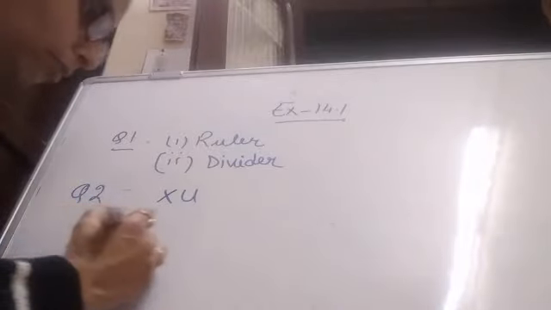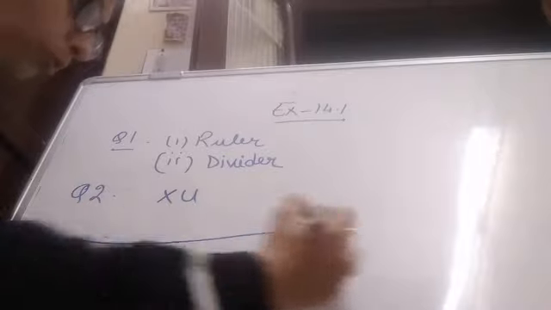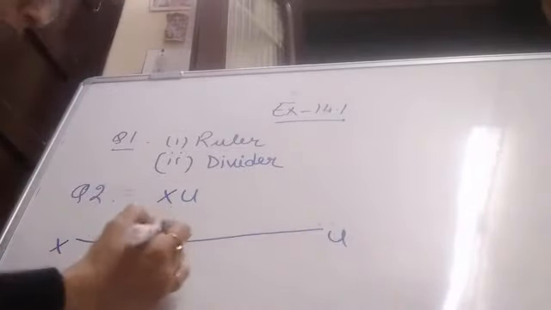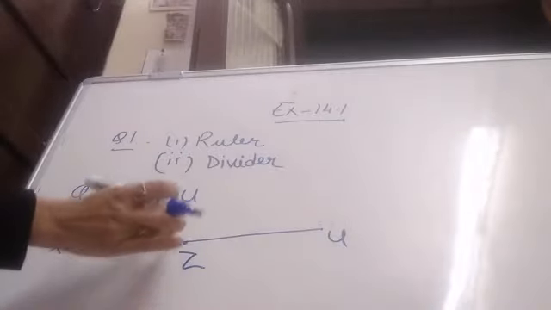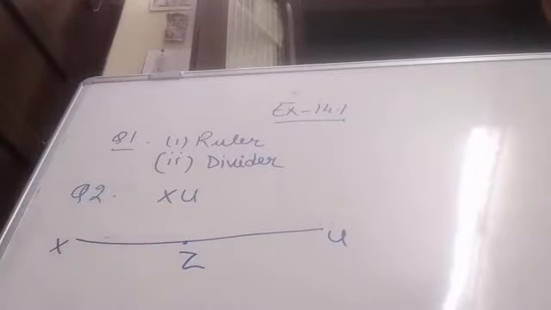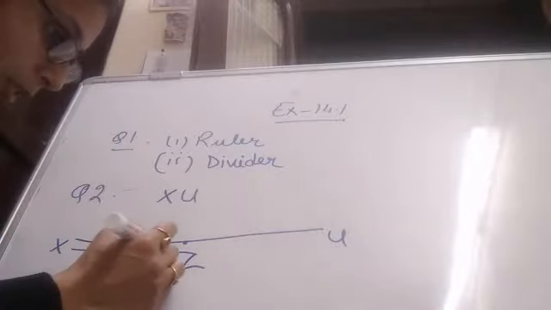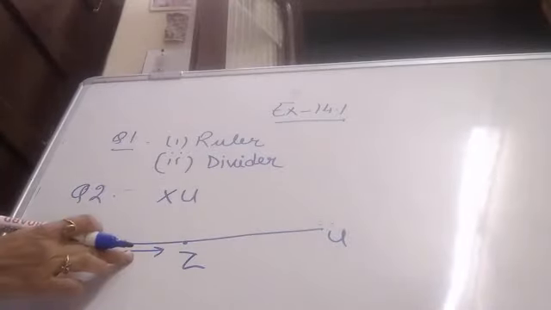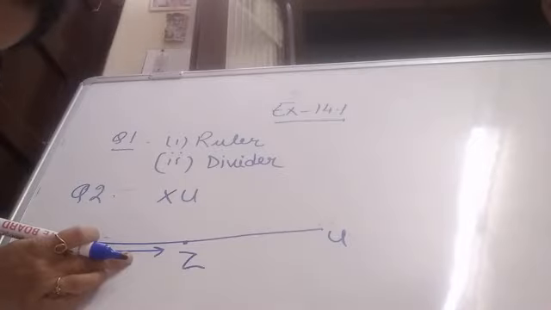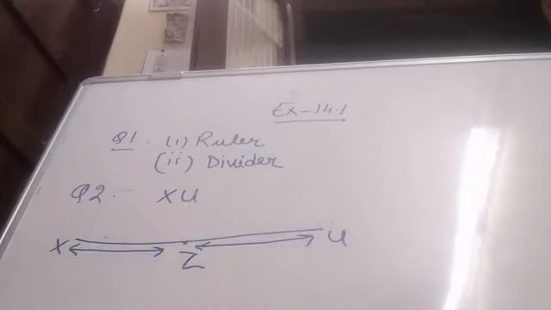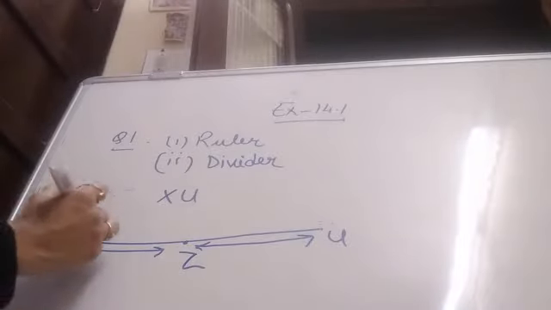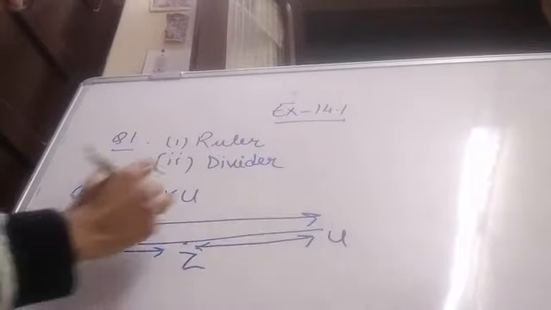Suppose this is your line segment XU. And you have to take the point Z in between. Any in between means it should not be exactly in the middle. It can be here, it can be here. As per your wish, I have taken it here. Now, you have to measure the length of the line segment XZ with the help of your ruler. Okay. And then you have to measure the length of ZU. And then you have to measure the full length of this line segment with the help of the scale.